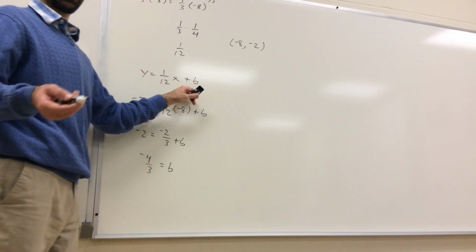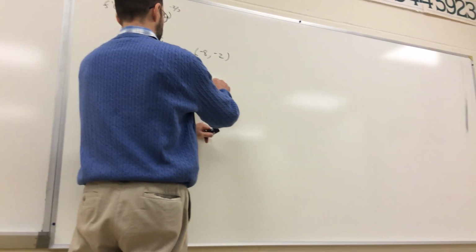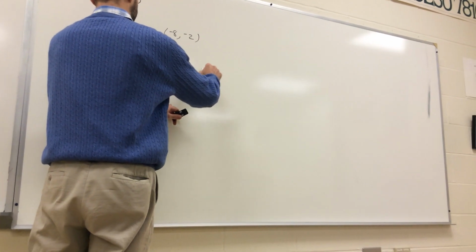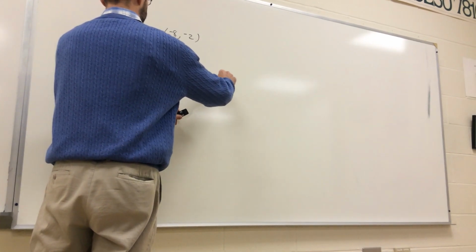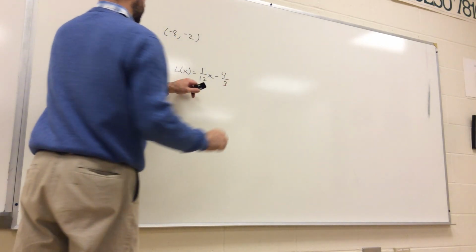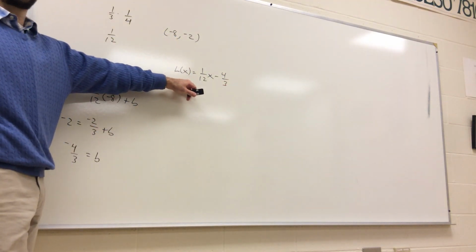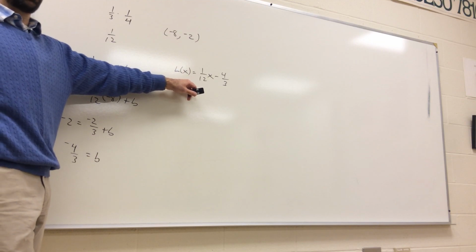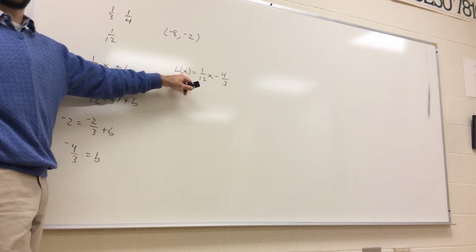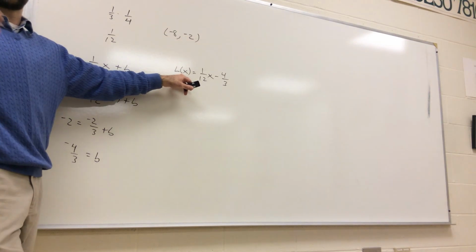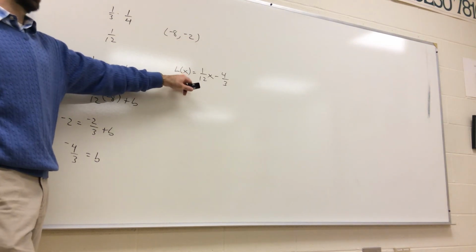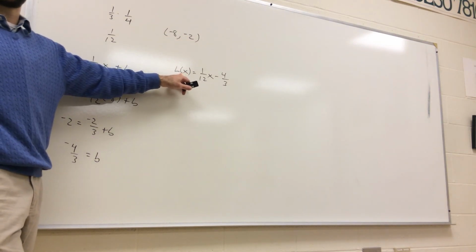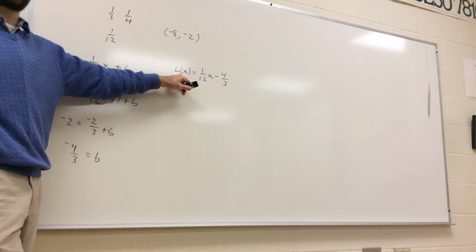And so the linearization, sometimes we call it L of x for linearization, is 1/12 x minus 4/3. So this is just y equals 1/12 x minus 4/3. But since it's called the linearization, sometimes we use the capital L of x to stand for the linearization.